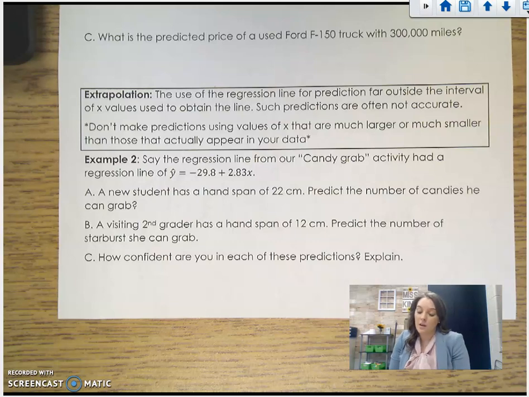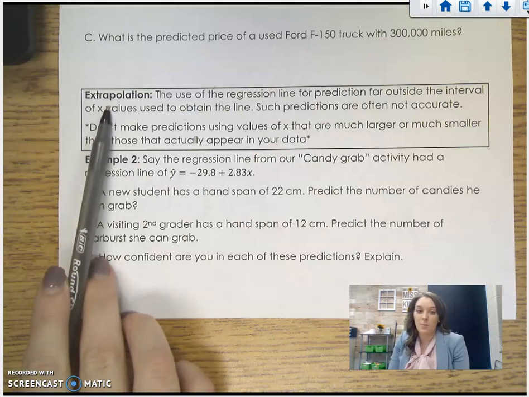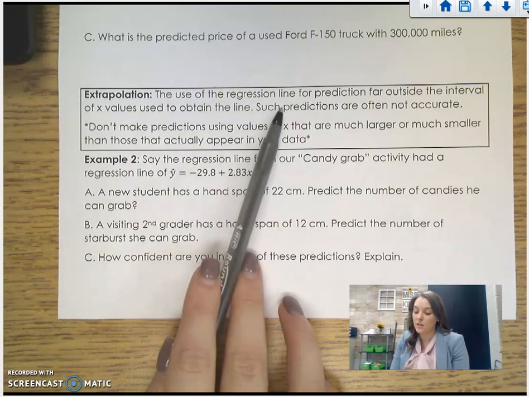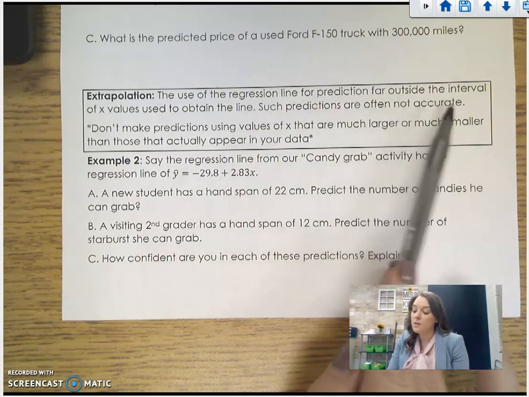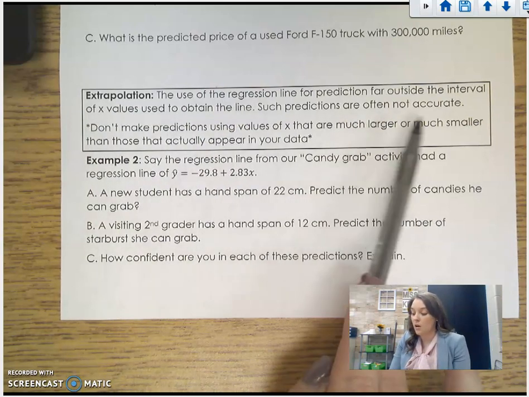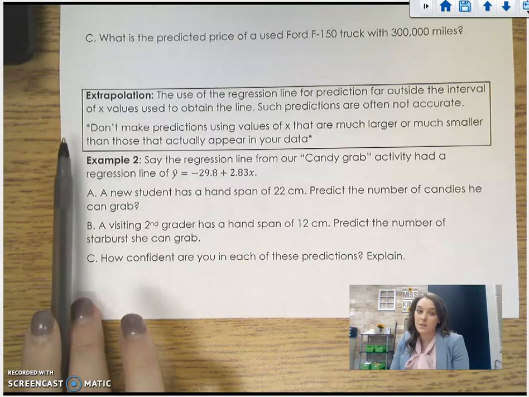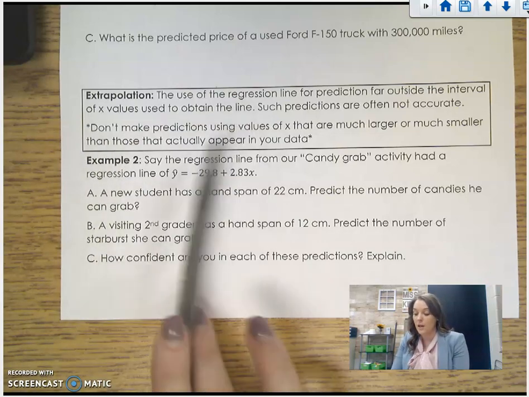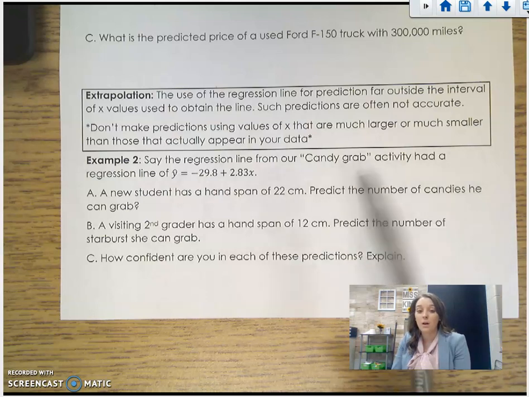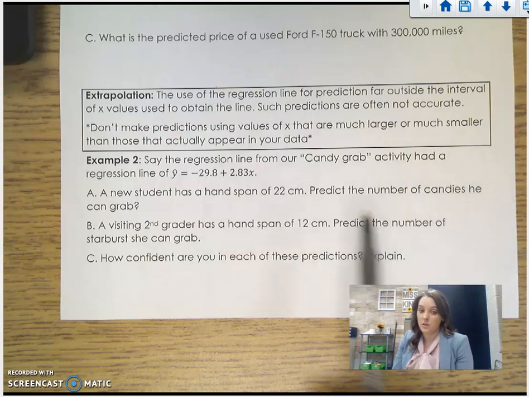Continuing on with Packet 3, the next thing we have to talk about is extrapolation. The definition of extrapolation is the use of the regression line for a prediction far outside the interval of x values used to obtain the line. Such predictions are often not accurate. So what this means is that you can't use your regression line to make predictions using values of x that are a lot bigger or a lot smaller than those that actually appear in your data.